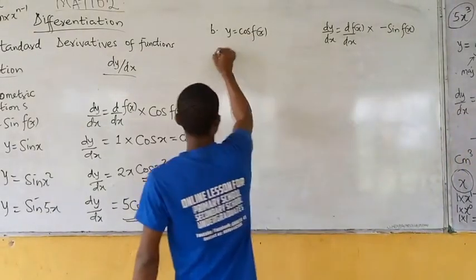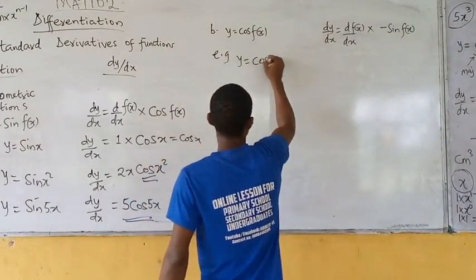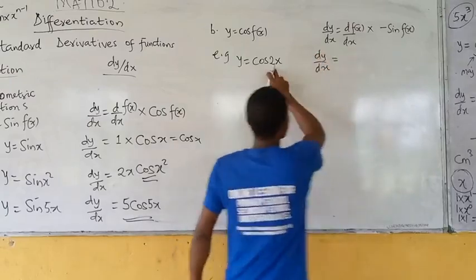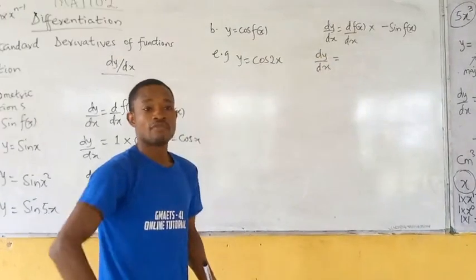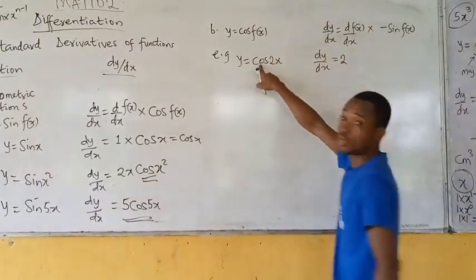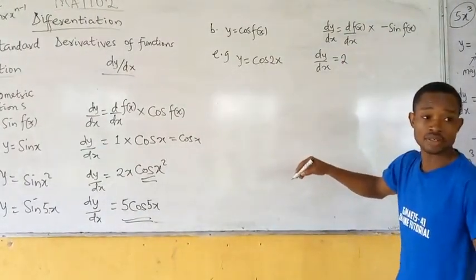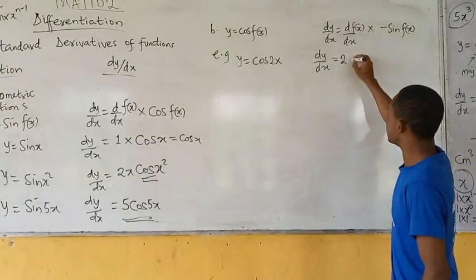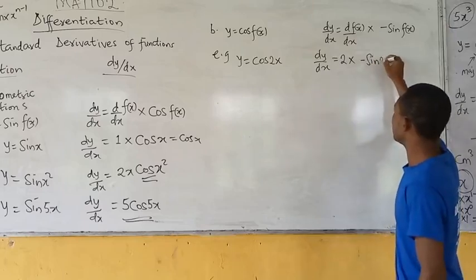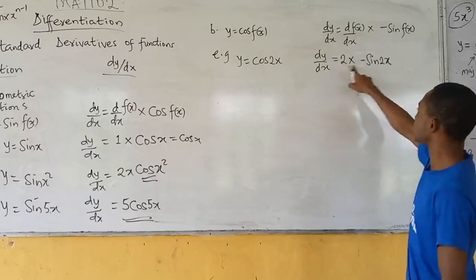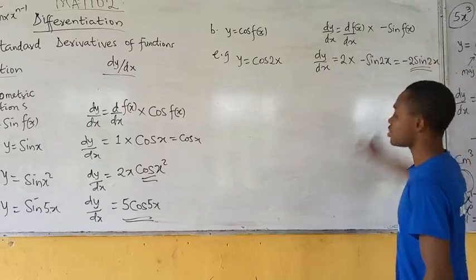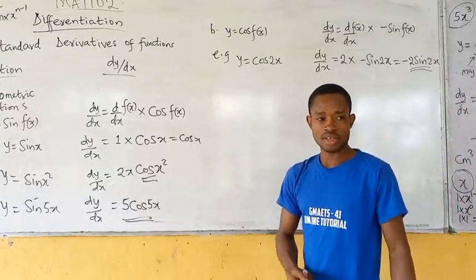Let's look at an example. Y is equal to cos 2x. Then dy dx is equal to, what is the minor here? If you differentiate 2x, what will you get? 2. Then if you differentiate the major cos, what would you get? Minus sine. So it's going to be times minus sine, sine what? 2x. Sine 2x. If you simplify 2 times this guy, it's going to give you minus 2 sine what? Sine 2x. Is that clear?